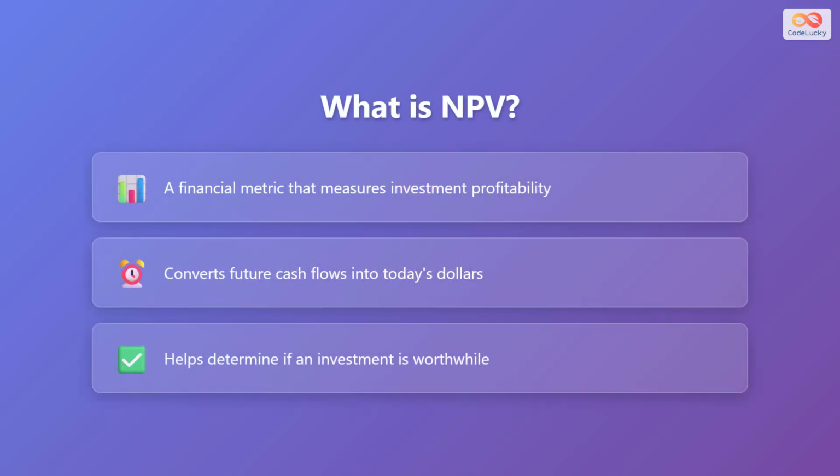So what exactly is NPV? First, it's a financial metric that measures investment profitability. Think of it as a tool that tells you whether an investment will make or lose money. Second, NPV converts future cash flows into today's dollars. This is crucial because money tomorrow is not worth the same as money today. Finally, NPV helps determine if an investment is worthwhile by giving you a clear number to base your decision on.